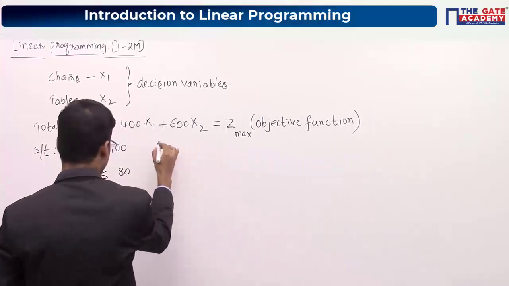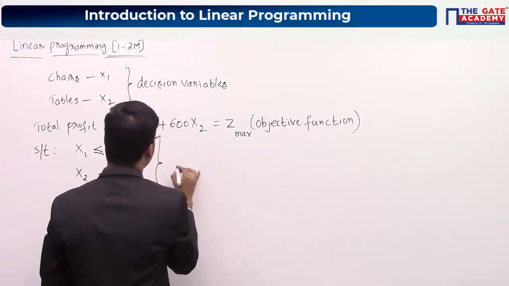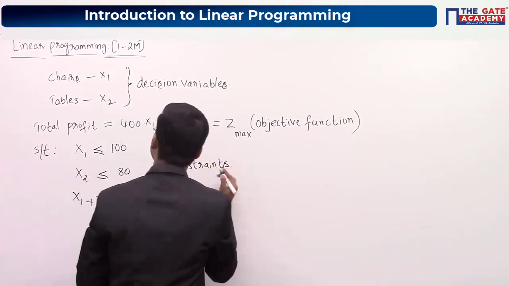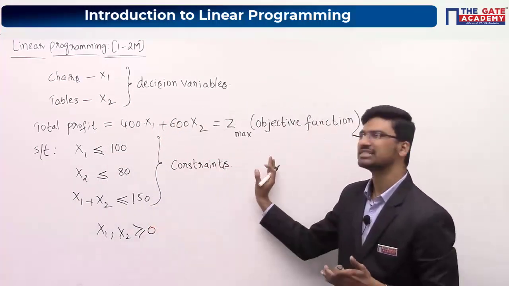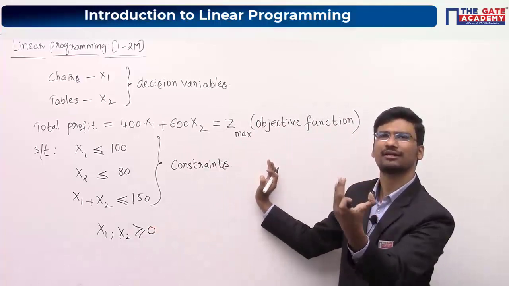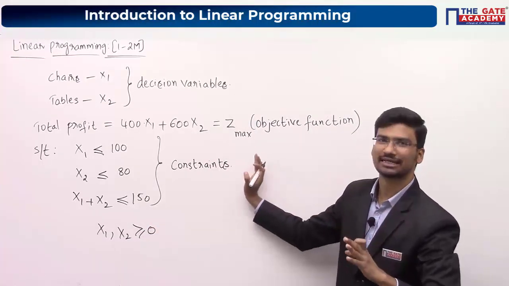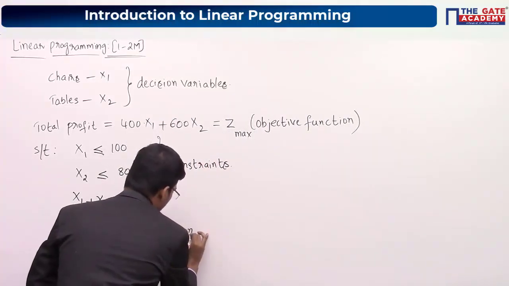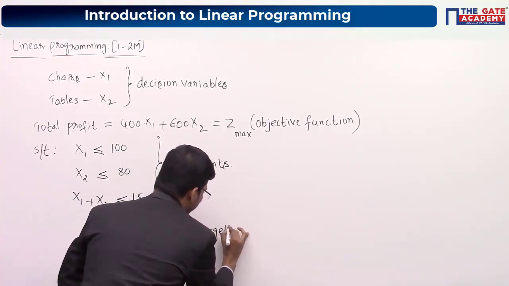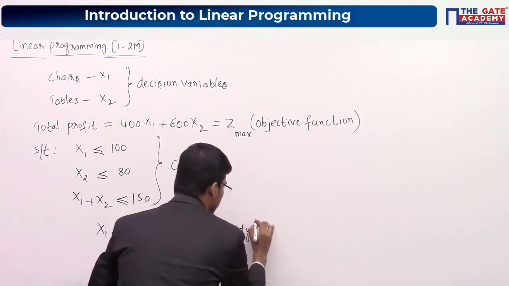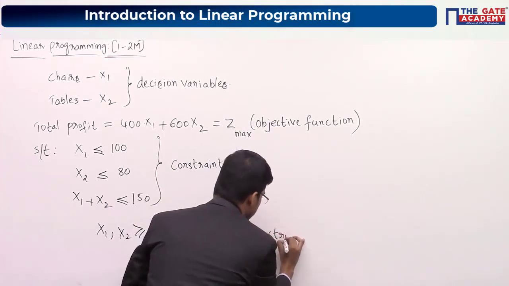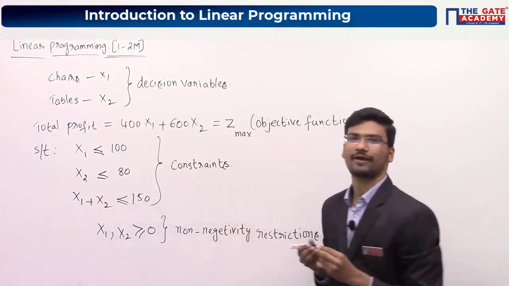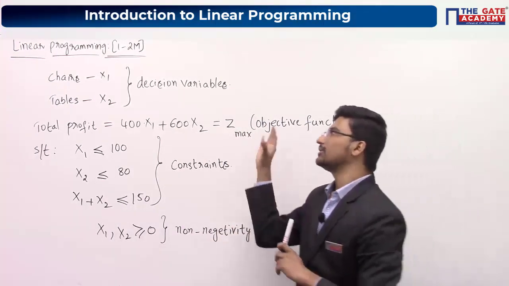Now these three we call constraints. Constraints or restrictions, anything we can say. Constraints are limits, so limiting values for the x1 and x2 variables. And this we call non-negativity restrictions.